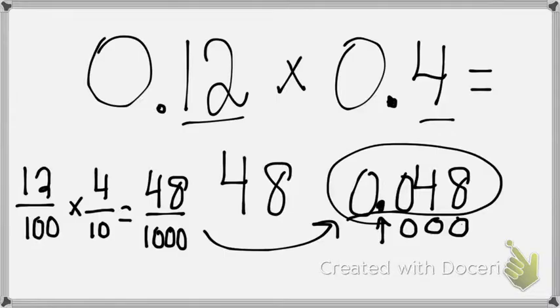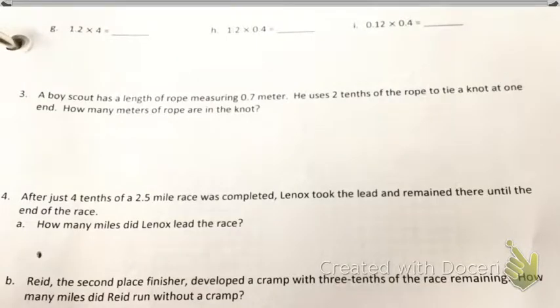All right, number 3 says a Boy Scout has a length of rope measuring 7/10 meter. He uses 2/10 of the rope to tie a knot at one end. How many meters of rope are in the knot? So he has a length measuring 7/10. He uses 2/10 of that. What operation did I use to find this answer?